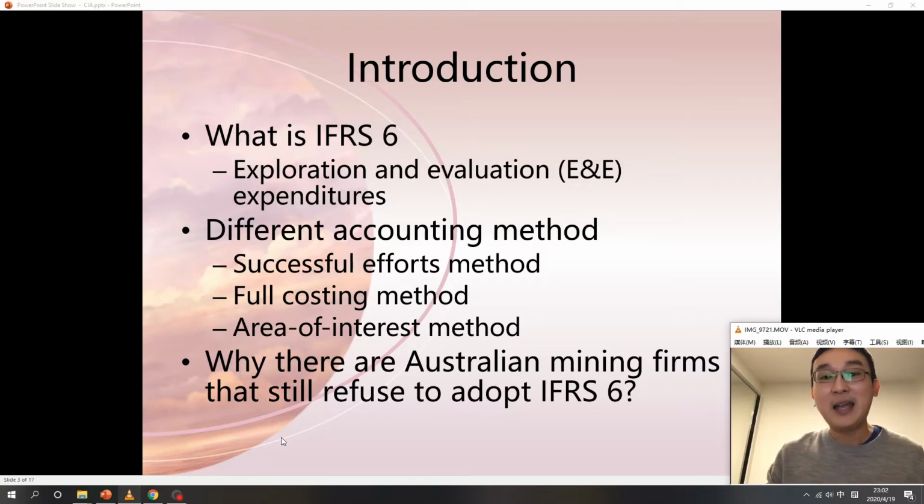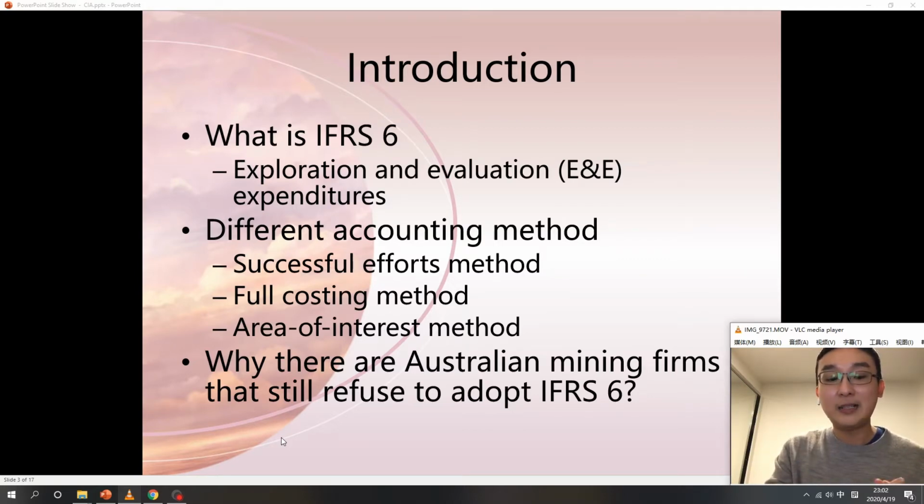of interest method. And as you have already predicted, under all these different accounting methods, it will cause different mining firms to recognize and measure the E&E expenditures differently, because obviously they will want to pick the method that benefits and maximizes their profit the most. And this has created some discrepancy in terms of the accounting methods among the mining firms. Now we'll put that aside and we'll discuss IFRS 6 first.